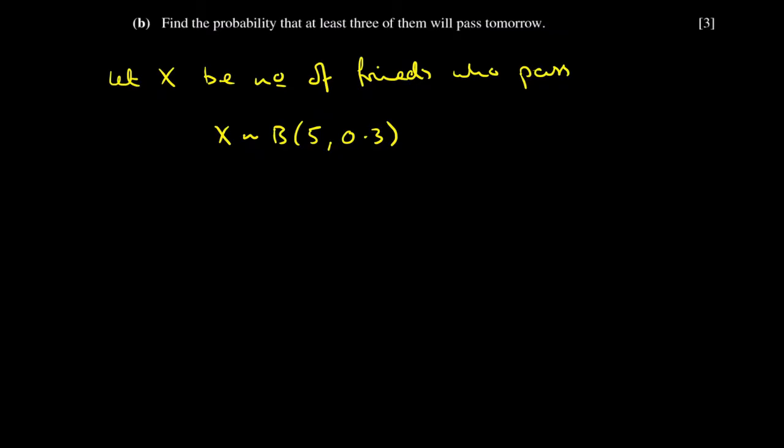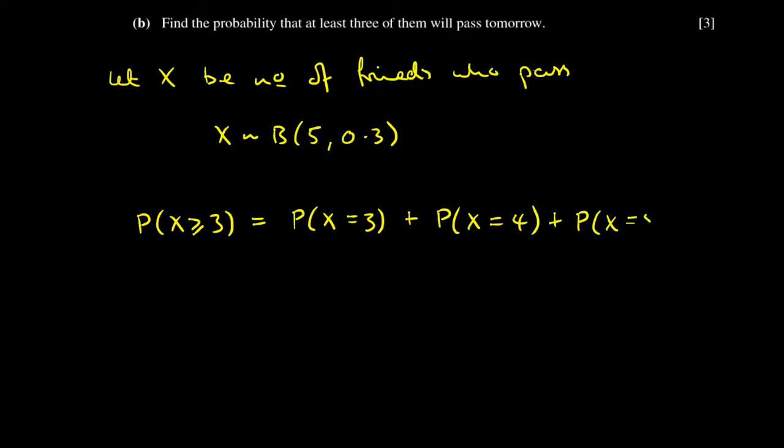So if we want to find the probability that at least 3 of them pass, we find the probability that x is greater than or equal to 3. Well, that's the same thing as finding the probability that x is equal to 3, plus the probability that x is equal to 4, plus the probability that x is equal to 5. And so we need to write out each of those probabilities. Well, if we've got 3 successes, we're going to get 0.3 to the power of 3. But then if we've got 3 successes, it also means we've got 2 failures.